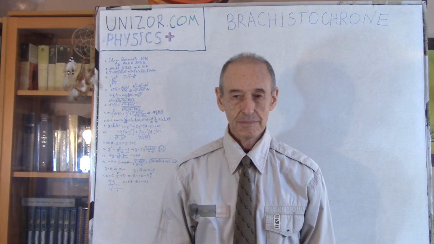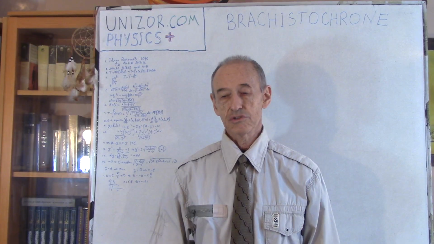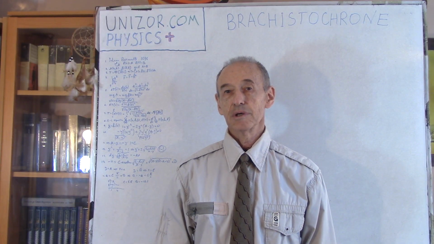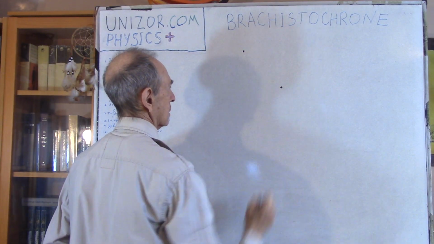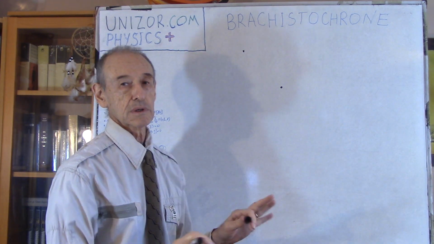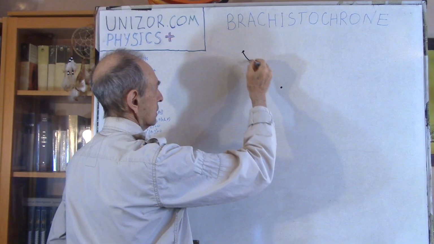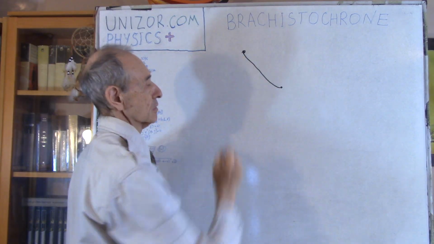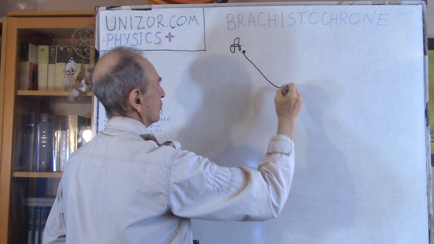It was the end of the 17th century when one of the famous mathematicians and physicists, Johann Bernoulli, came up with a very interesting problem. The problem is as follows. If you have 2 points above the ground, so there is a gravitational field acting, and we assume that the gravitational field is uniform. And you have some kind of a track here and a ball which frictionlessly goes with a zero initial speed down from point A to point B.